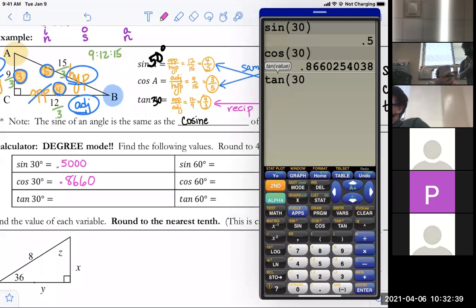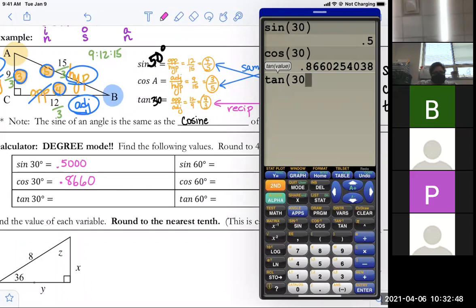And then you want to be in radians. So when it's darkened, that means that's what's selected. Okay. So if you never change it, it's going to stay on that setting, unless your battery dies or you let somebody else borrow it.